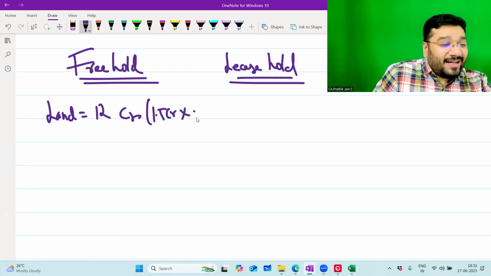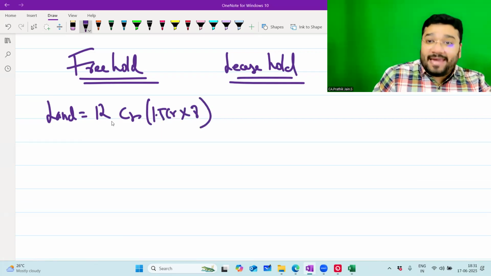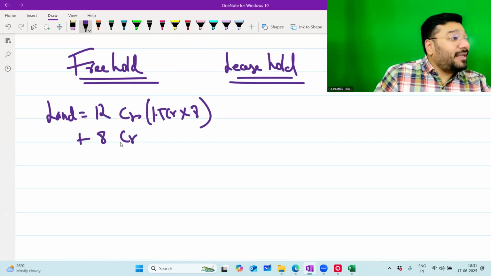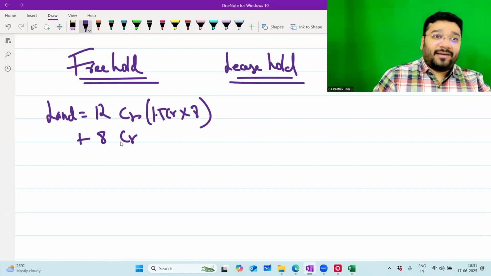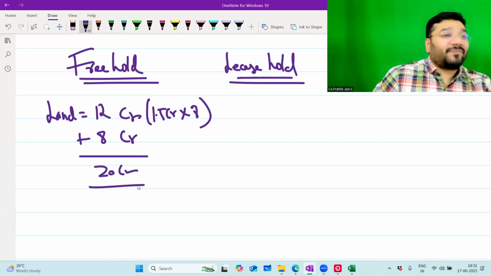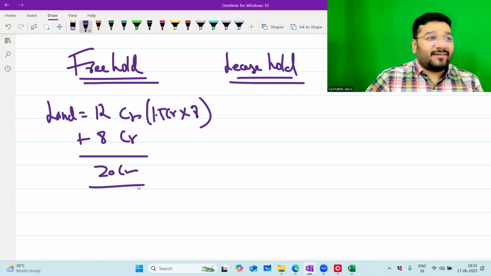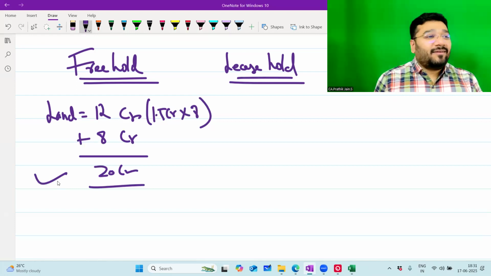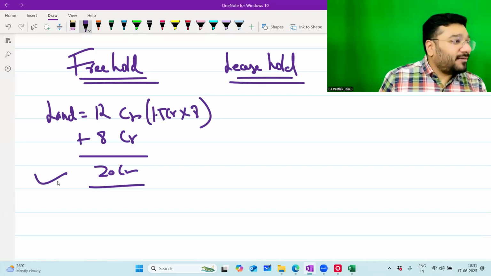1.5 crore per cent into 8 cents means 12 crore I have to spend only for buying land. Plus 8 crores I have to spend on constructing the building. Ground floor full parking. First, second, third, fourth. 20 crore. I will put you in underground only. 20 crore rupees I have to spend.